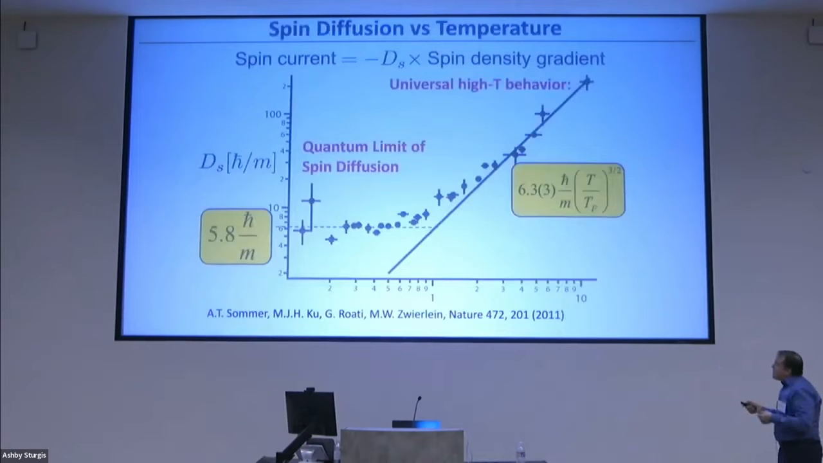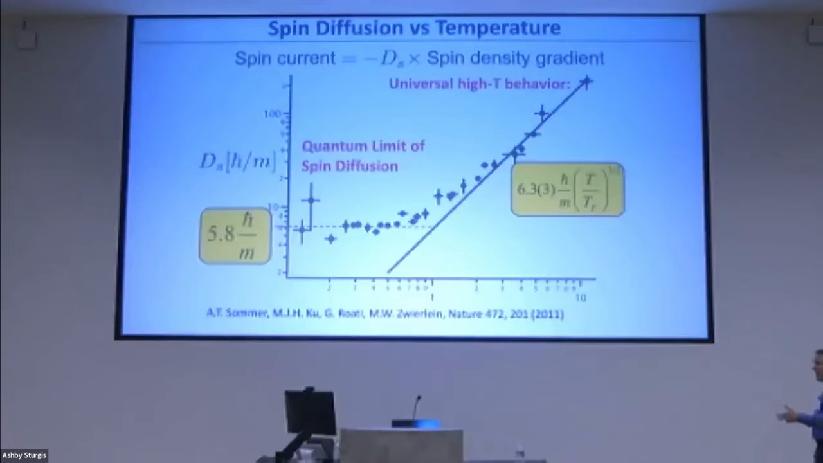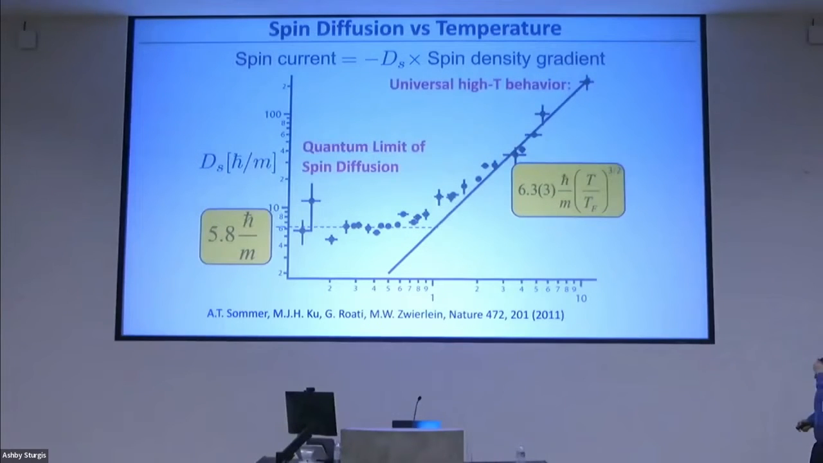We studied spin transport a while ago, and indeed saw that at low temperatures you get a settling of the spin diffusivity at a roughly constant value on the order of h bar over m. At high temperatures, this is not a linear curve. It goes like T over T_F to the 3/2, which simply comes from the velocity of the gas going like the square root of temperature, and the mean free path going like temperature.